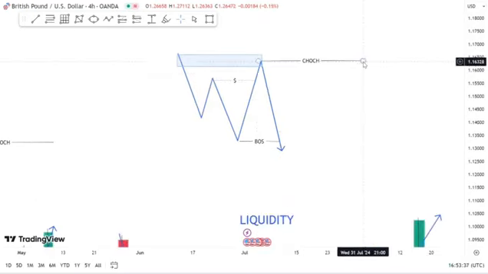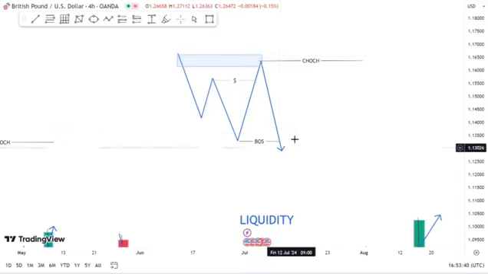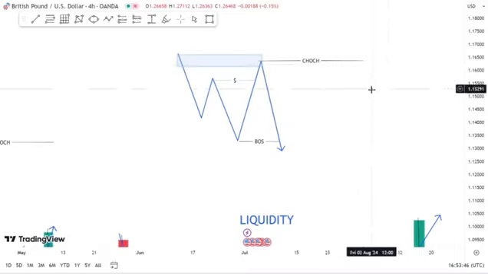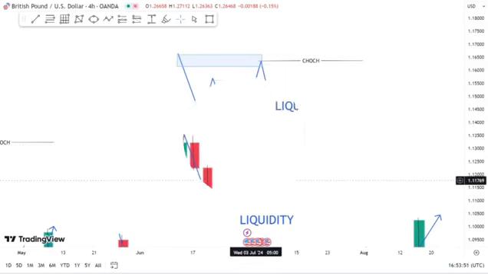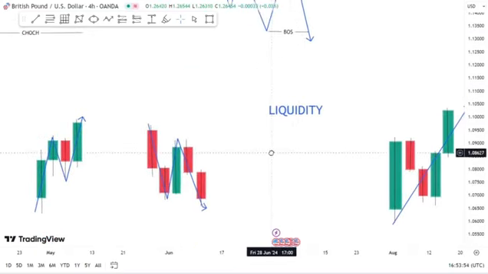Now the change of character keeps moving. Every time it creates the structure, takes the inducement, taps in the POI, the new low it went to before breaking the new high is the change of character. And we dive into something a little bit more complex.